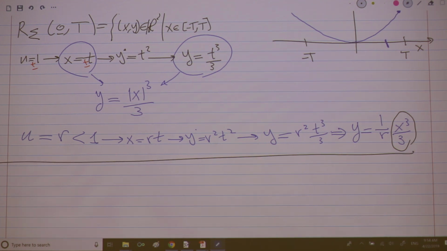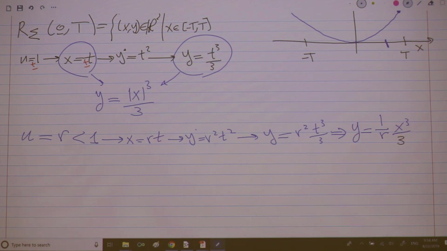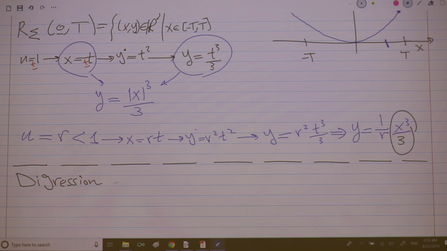And I'm going to do some digression here. This is on the side. I'll come back to this problem again, and this is a digression on optimal control. Okay? How many of you have studied or are studying optimal control? 274. Okay, very good.